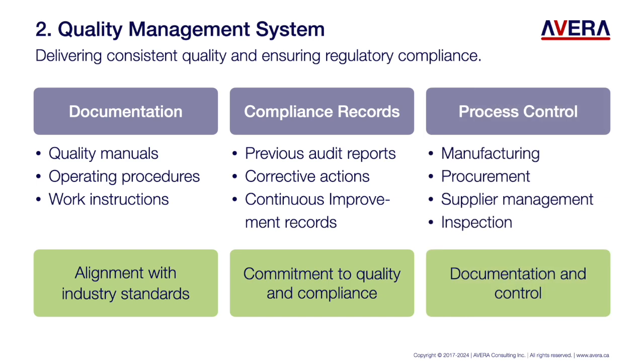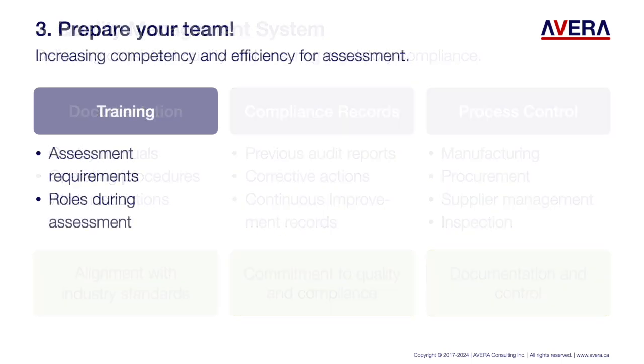Review your key processes to ensure they are well controlled and documented. This includes manufacturing processes, procurement, supplier management, and inspection procedures. All processes should have clear inputs, outputs, and control mechanisms. Number 3, prepare your team.